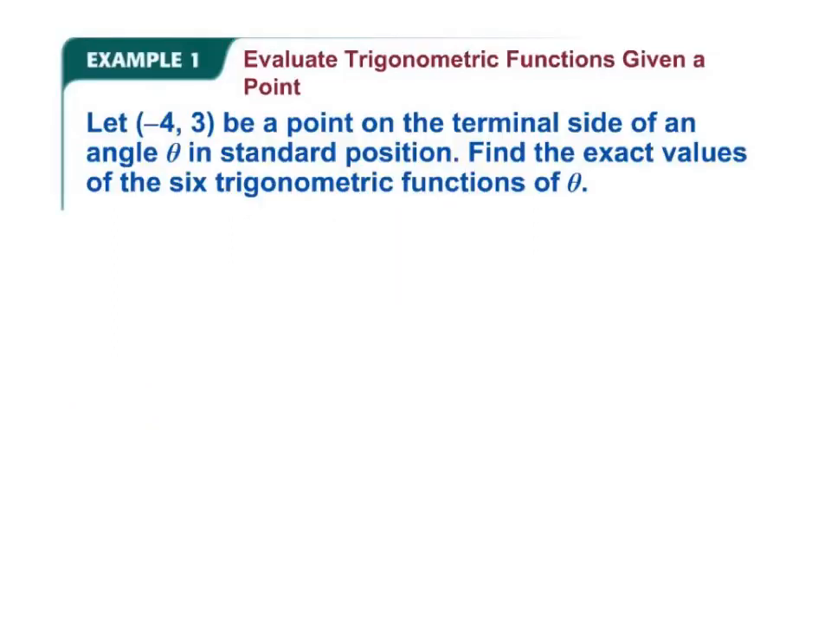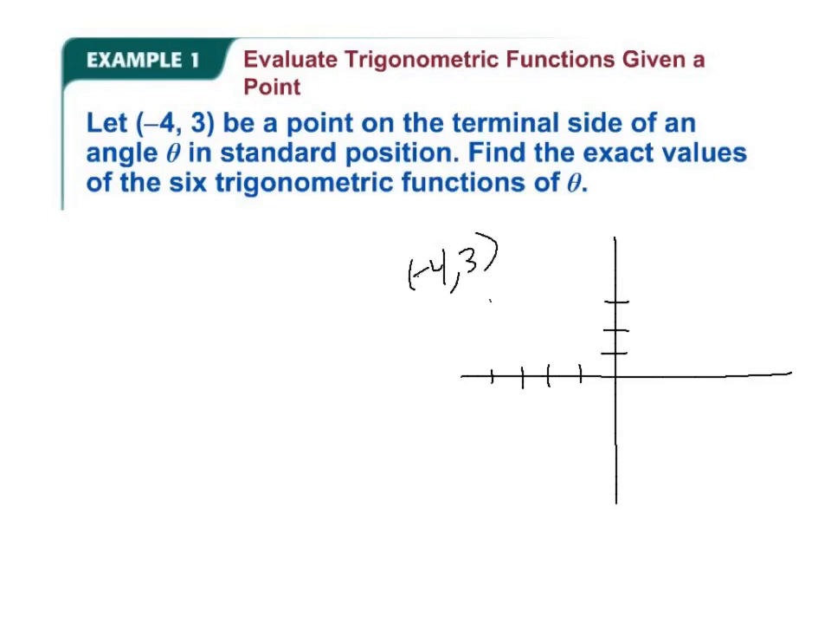So let's look at our first example. It says that we have this point at -4, 3. So that would land us in the second quadrant. And then let's think what we need to do. We want to find the exact values of the six trig functions for theta.